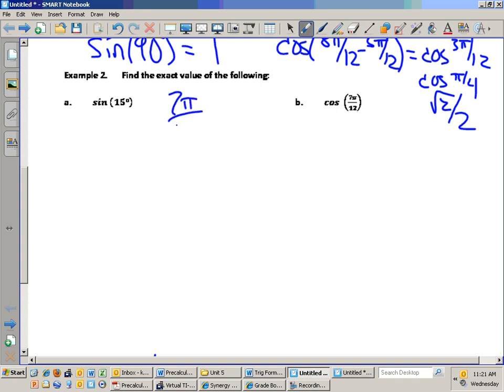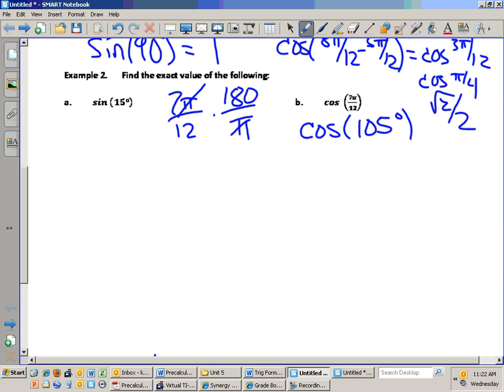7 pi over 12 times 180 over pi. Pi's cancel. 7 times 180 divided by 12. What is it? 105 degrees. So we can rewrite this as the cosine of 105 degrees.